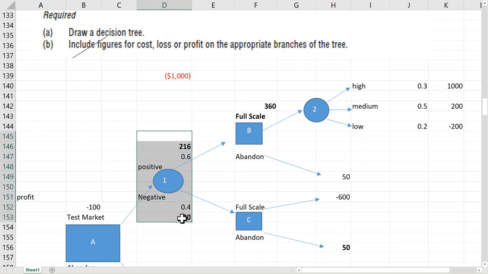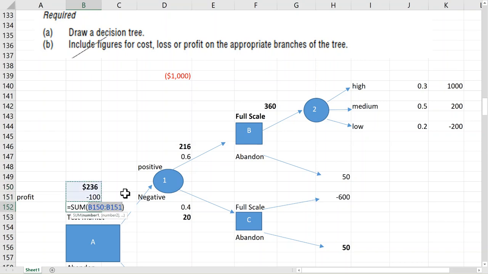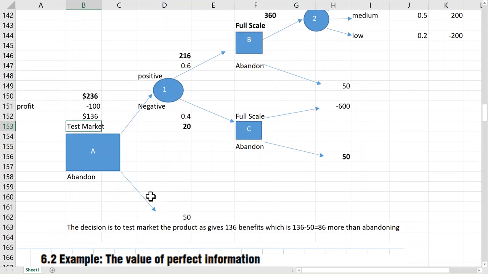Adding both of these, the average of both of them is 236. If we are spending 100,000 on it, it means we have 136 gain. So test market has 136 gain. We can have up to 136 gain, but abandon has 50. So we would decide on 136. So the decision would be to test market the product.